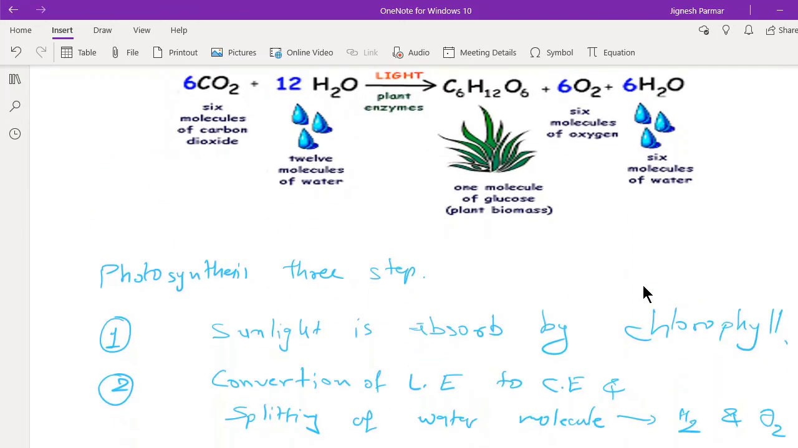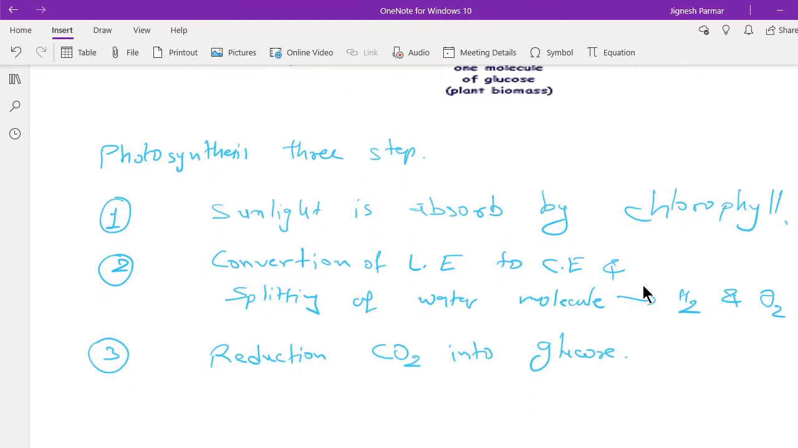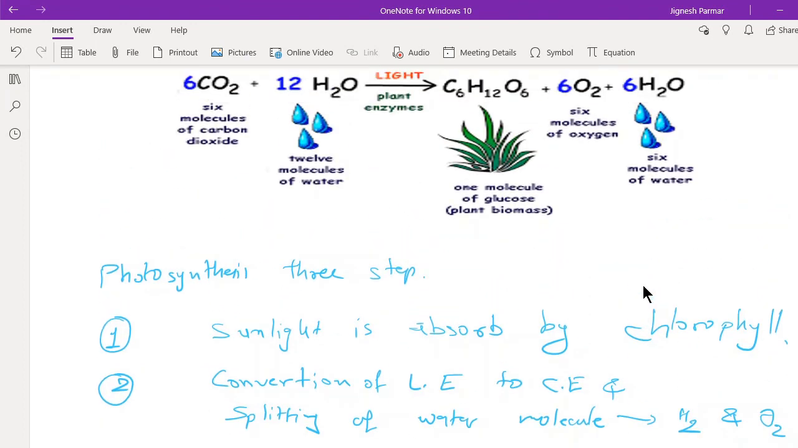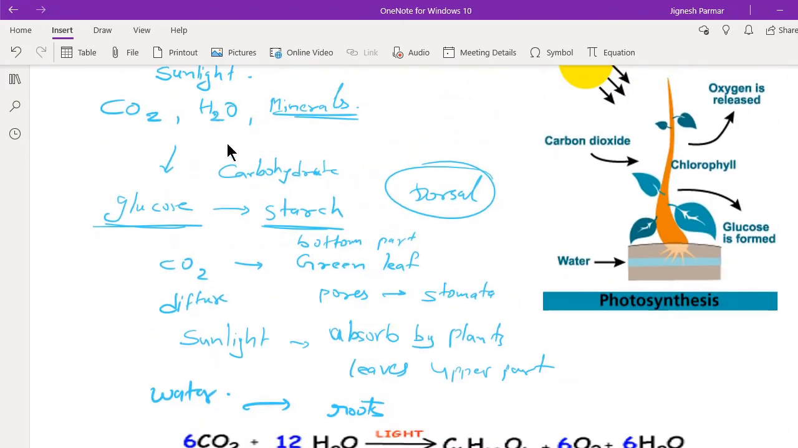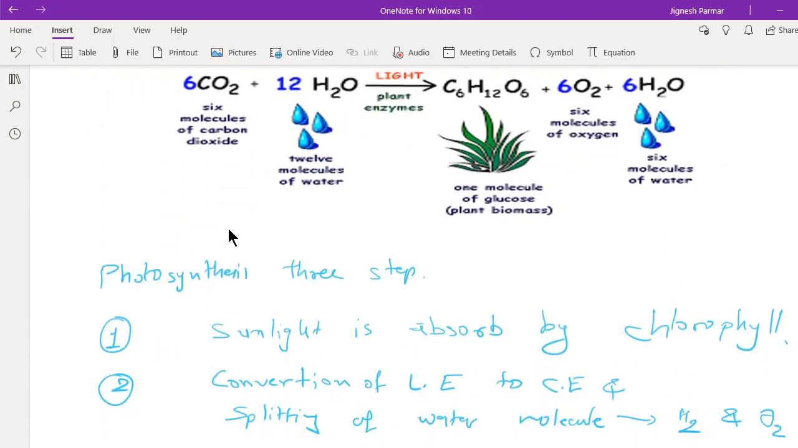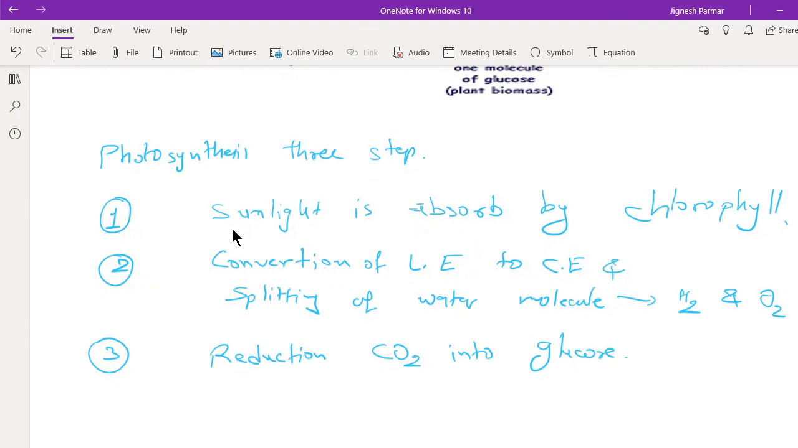So guys, this is the first topic, photosynthesis. A long question or a short question can be asked from this, or they can ask you to write the equation of photosynthesis. They can ask simple questions like where the sunlight is absorbed in the plant, what is the function of sunlight, and what are the steps of photosynthesis. This kind of question can be asked.